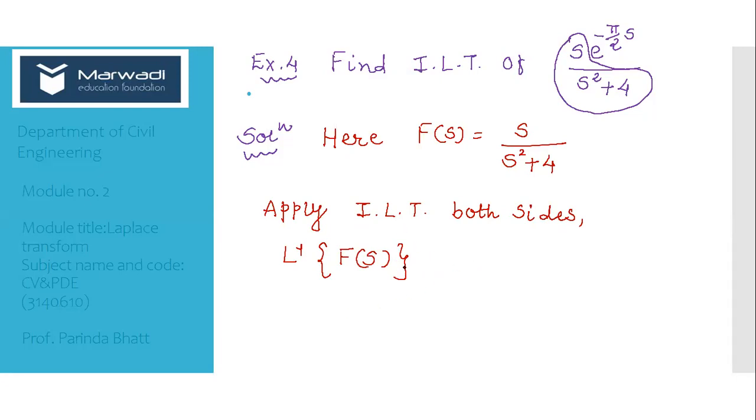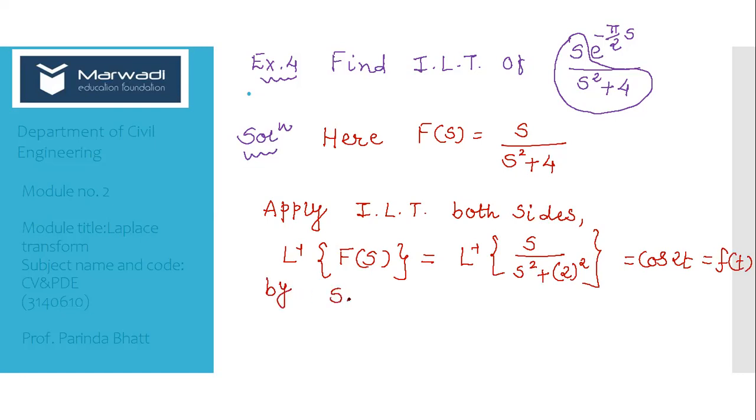Yes, Roshan, very good. But here, what is the value of the K, Roshan? This is the applied maths, right? Therefore, apply the value, 2 square. And this is the cos 2t. This is our f of t. Now by second shifting theorem.